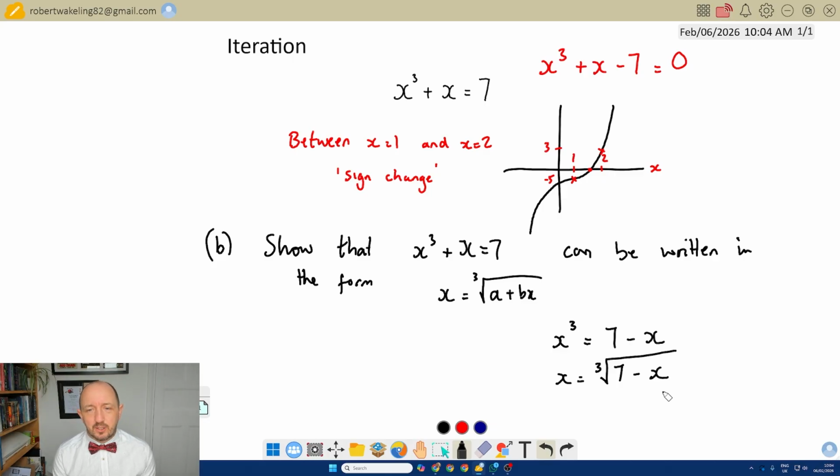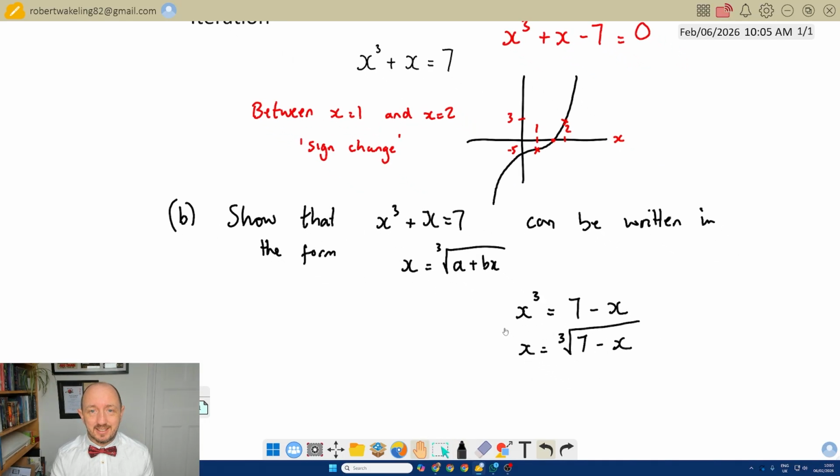Okay, so we've just done a rearrangement, and to be honest, sometimes this rearranging part can be super difficult, and if students don't get it straight away and they don't see it, they usually just leave part C where we actually do the iteration, even though you don't need part B in order to do that. Okay, so this is the iteration part itself.